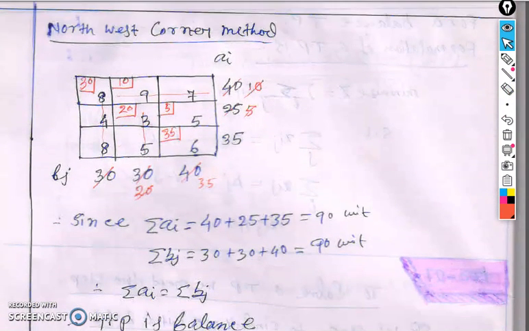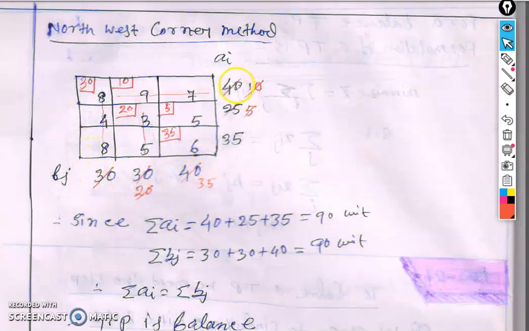Here is a problem. First we have to check whether the problem is balanced or not. According to the construction of the problem, which we already discussed in the graphical representation and the corresponding tabulation representation, this is the table, to find the initial basic feasible solution of the given transportation problem using the northwest corner method. Here is the supply of the factory, and here it represents the demand.